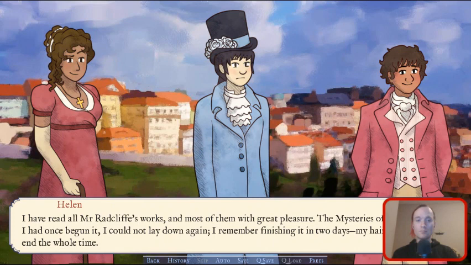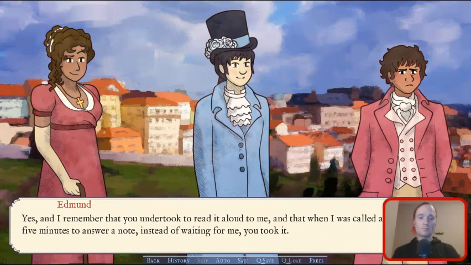I have read all Mrs. Radcliffe's works, and most of them with great pleasure. The Mysteries of Udolpho, when I had once begun it, I could not lay down again. I remember finishing it in two days, my hair standing on end the whole time. Yes, and I remember that you undertook to read it aloud to me, and that when I was called away for only five minutes to answer a note, instead of waiting for me, you took it.